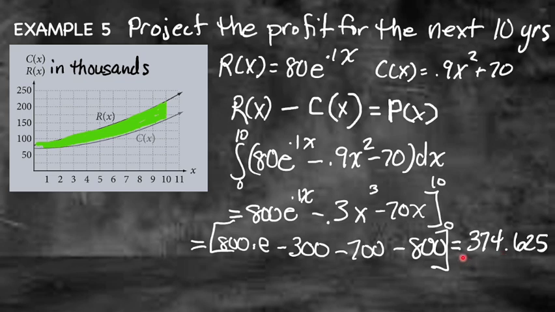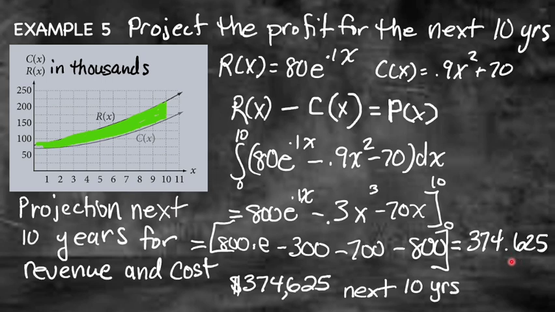So now we get the answer of 374.625. But 374.625 isn't quite our final answer yet. We've got one small thing to do. Remember what the y-axis represented? That was dollars in thousands. So this isn't $374. This is 374,000. So when we move that decimal place 3 places to the right, so that we get it in thousands, we get 374,625 is what we project for the profit in the next 10 years.